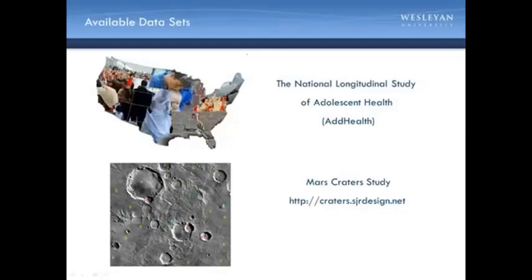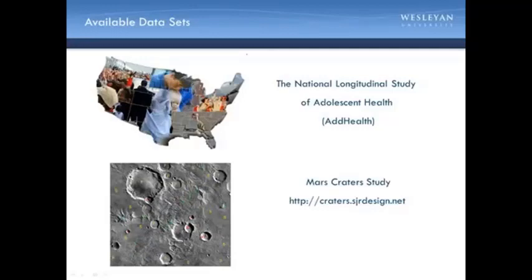The datasets that I've made available include the following. First is a portion of the Wave 1 National Longitudinal Study of Adolescent Health, or AdHealth. This is a nationally representative school-based survey of adolescents in grades 7 through 12 in the United States. AdHealth includes survey data on social, economic, psychological, and physical well-being of adolescents.